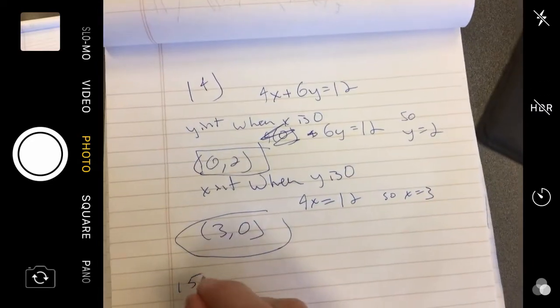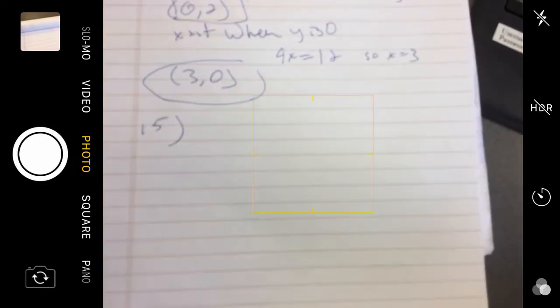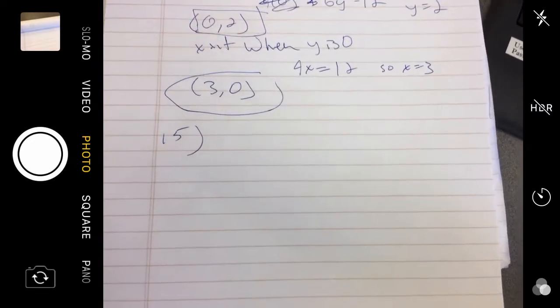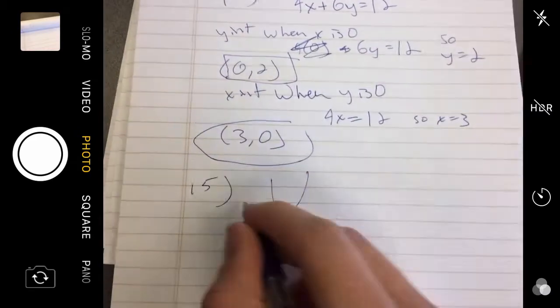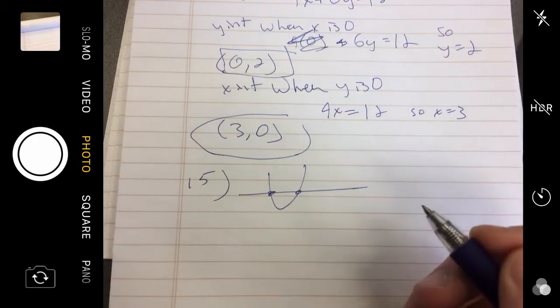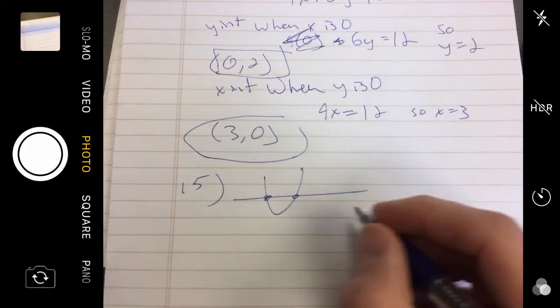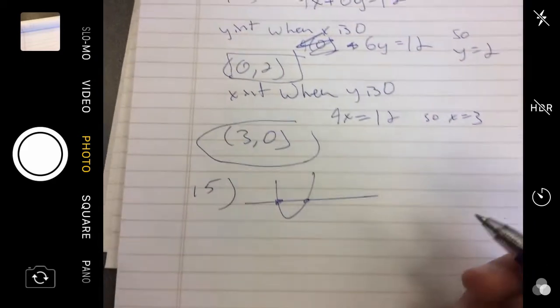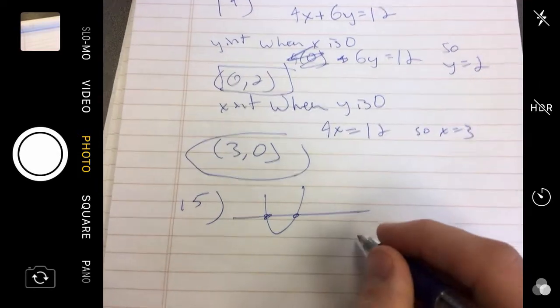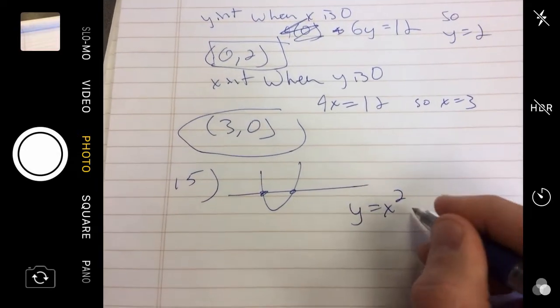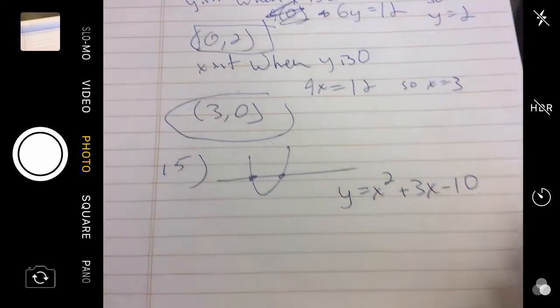Let's see, 15. Okay, yeah, well, this is a quadratic. So some quadratic probably has 2, could have 1 or 0 x-intercepts. So you could graph it. You might get some nasty answers. This one, though, is factorable, so I'm going to factor it. But whatever method you use is up to you.